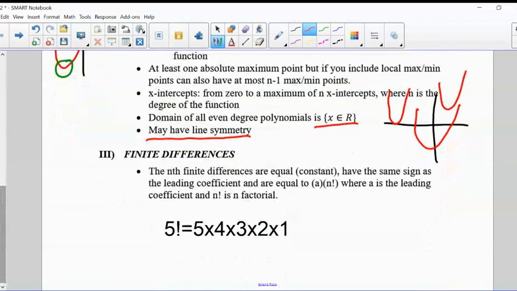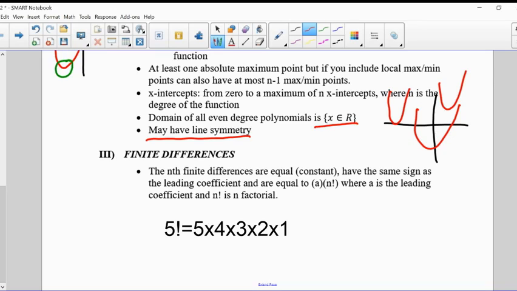Now let's get to finite differences. What you're seeing here is not going to make a lot of sense until we actually start doing it. But I'm going to just read it through, and we're going to come back to it later on, and it will make more sense once we actually start doing it.